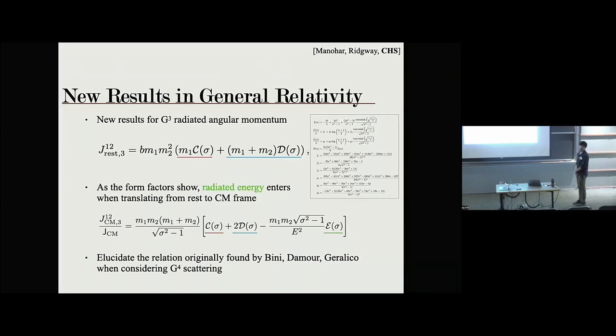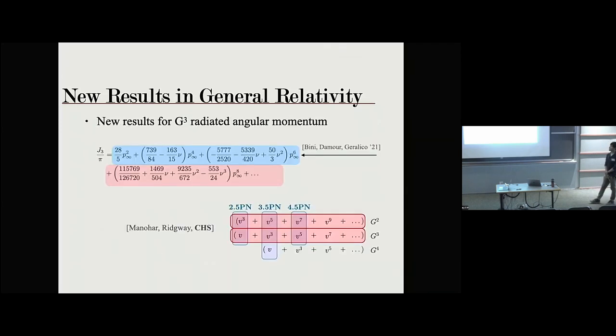So having this new result, we can also use the idea of radiation reaction. We want to check with literature, and when we expand in velocity, the first three orders completely agree with the result from Bini-Damour-Geralico. But on top of that, we extend this to higher orders in velocity. So what we cover is all the Poincare charges at G^2 and G^3.